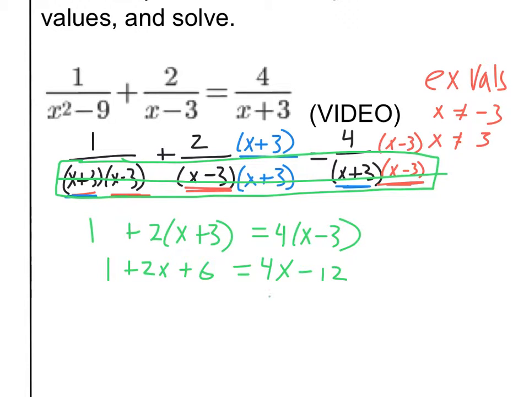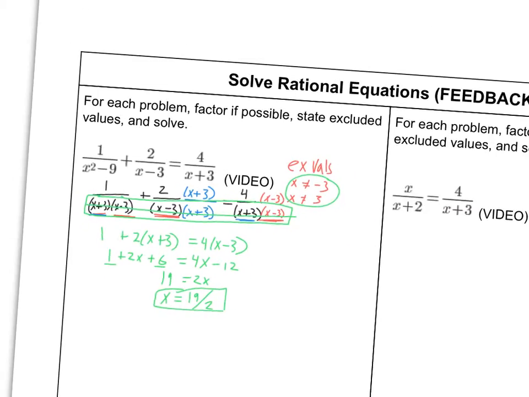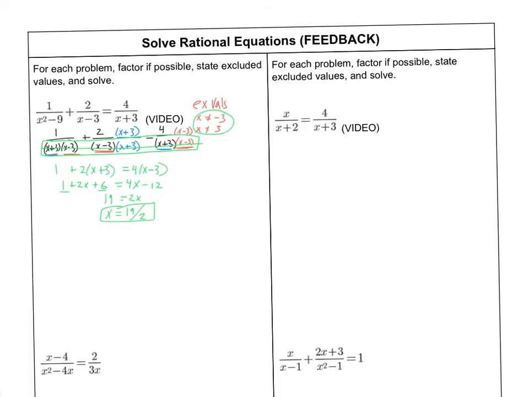I'm going to minus 2x from both sides to get a 2x there. 1 plus 6 is 7. I'm going to add 12 to get 19. We get x is equal to 19 over 2. Since 19 over 2 is not one of my excluded values, we are okay. I wasn't meaning to accidentally give you a problem that doesn't work out right.